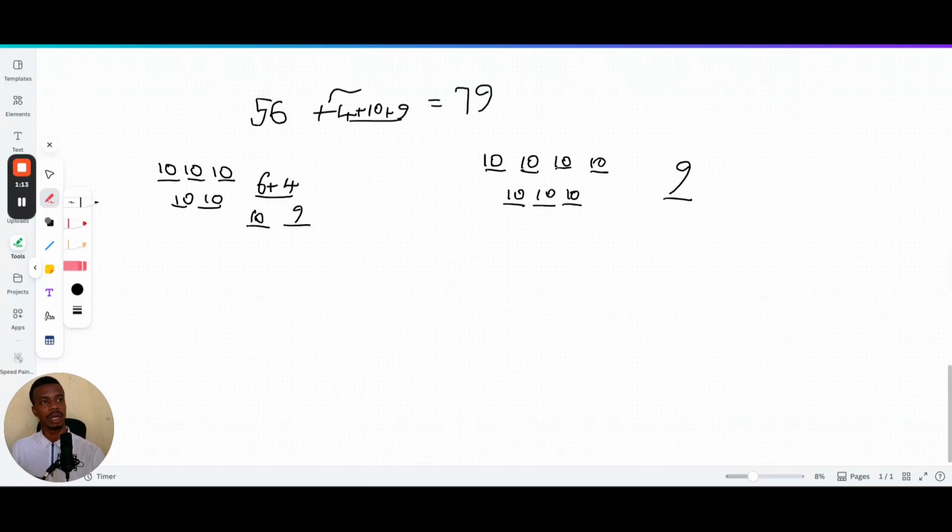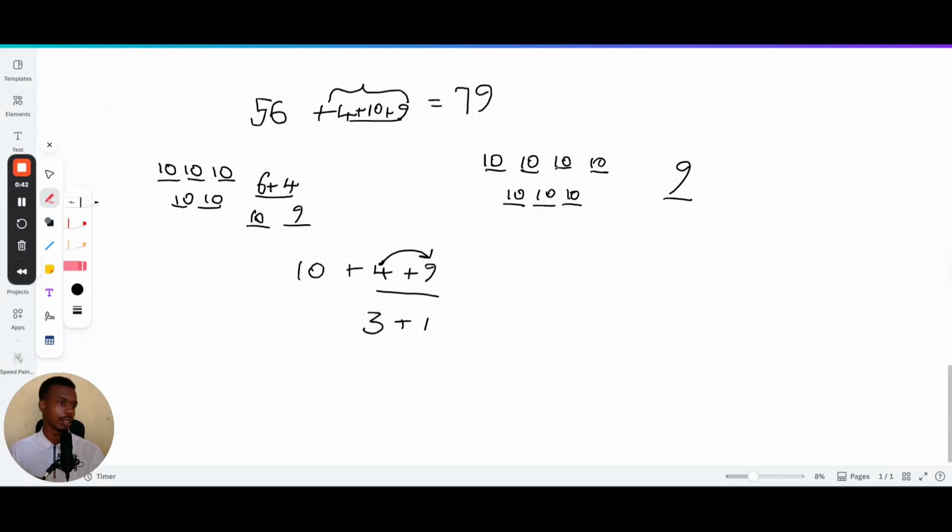This means that all of this, 4 plus 10 plus 9, is the number you're going to add to 56 to make 79. And like we've done before, 10 plus 4 plus 9. It can be quite easy to do 10 plus 4, but doing 10 plus 4 plus 9 is where it gets difficult. To make this easy, we've got to make it 10. And to make it 10, we can borrow 1 from 4 to add to 9. And this 4 is going to become 3, and this 9 is going to become 10. So instead of 10 plus 4 plus 9, we're having 10 plus 3 plus 10.